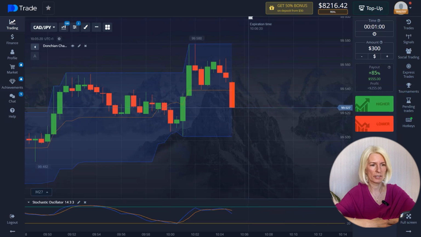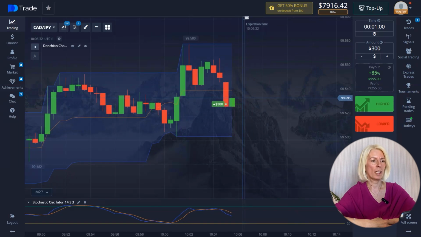Against this background, I open a trade for a higher price movement. The bid is $300 for 1 minute. I made this decision based on the movement of quotations 5 minutes ago, when after crossing the midline of the Donchian indicator from top to bottom, the price started to rise very sharply. And now we expect a repeat of this scenario.